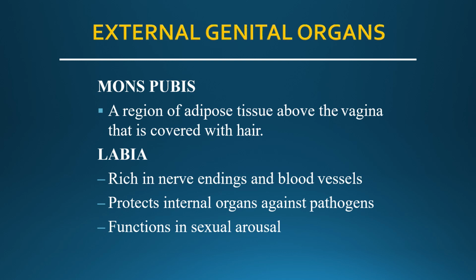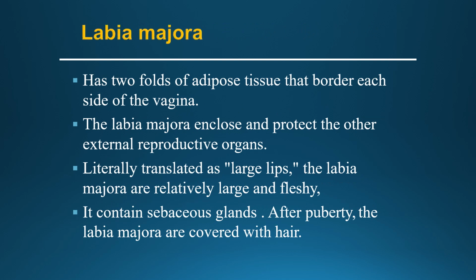External genital organs: the mons pubis is a rounded fatty prominence anterior to the pubic symphysis and pubic tubercle. It is a region of adipose tissue above the vagina that is covered with hair. The labia are rich in nerve endings and blood vessels. They protect the internal organs against pathogens, and their main function is sexual arousal.